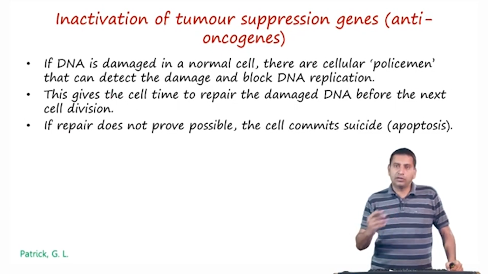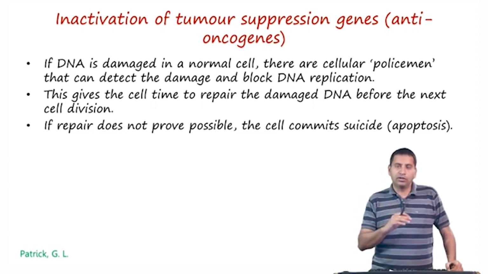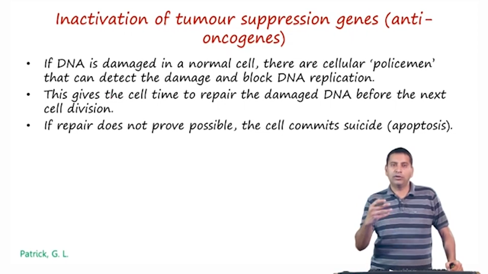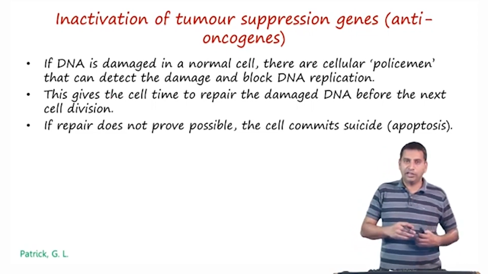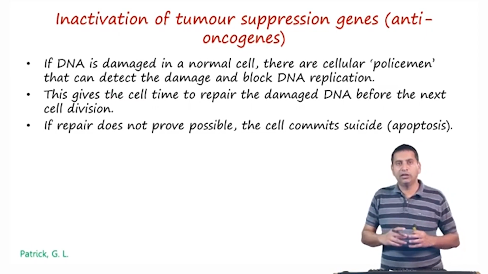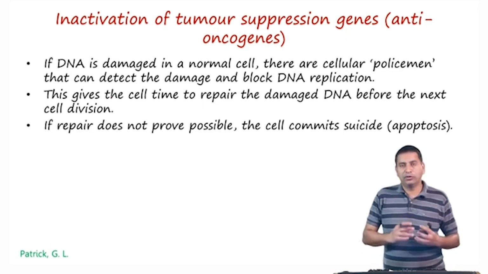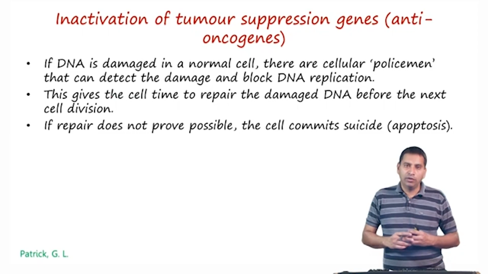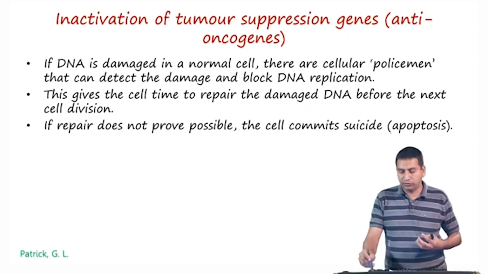Now, there is another concept known as anti-oncogenes. These are nothing but tumor suppression genes. In a normal cell, during normal metabolism, it is possible that DNA is damaged. For example, we go out in the sunlight and some of our DNA gets damaged. But there are policemen in the cell which can detect these damages and then block the DNA replication, so that you do not have faulty division happening. Blocking the DNA replication gives the cell enough time to repair the damaged DNA before the next cell division. However, if this repair is not possible, then a series of events is triggered in which the cell commits suicide, and this process is called apoptosis.